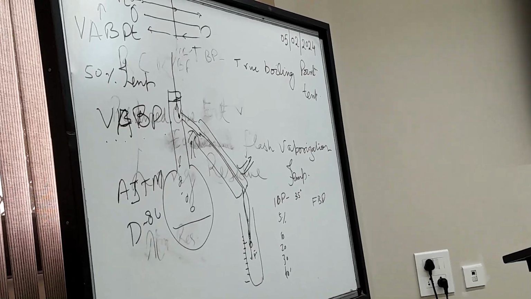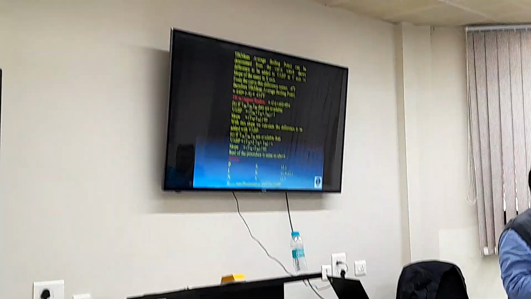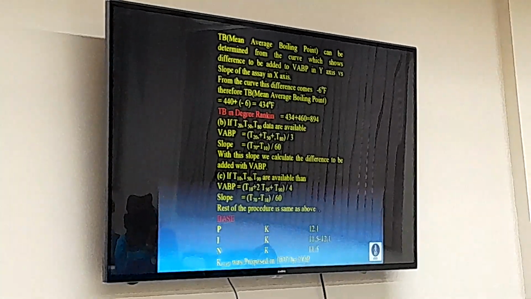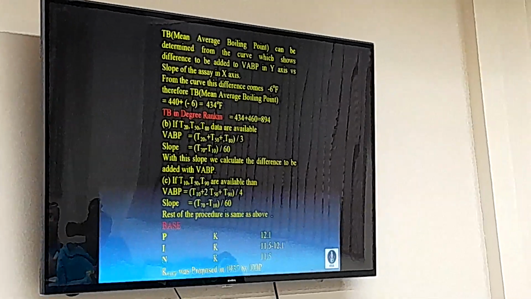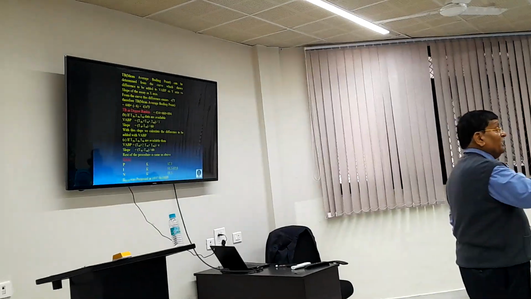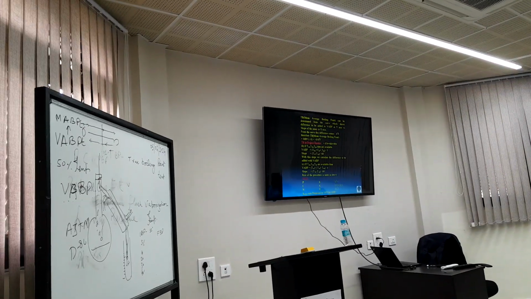Okay. Second very important thing is this. For finding out the slope, I have put over here FBP minus IBP upon 100. But especially for crude oil, the recovery is up to 60 or 70%. So FBP minus IBP upon 100 is not the slope. It is FBP minus IBP upon the distillate recovery.